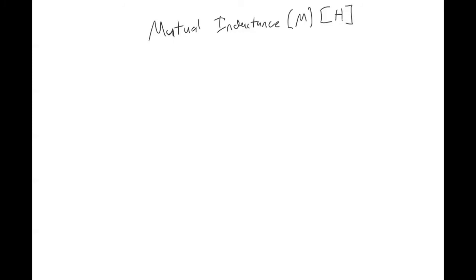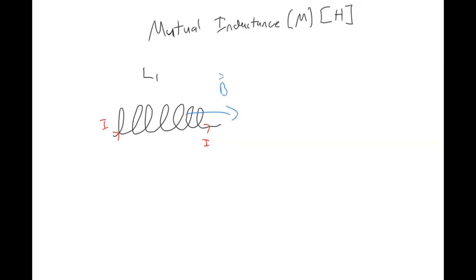And so the picture for this, let's say this is your solenoid, and we'll call it L1. And there's a current flowing like this. And we'll say that it makes a magnetic field pointing this way. And then we build another solenoid over here, and we hook it up to, say, a voltmeter or an ammeter. L2.